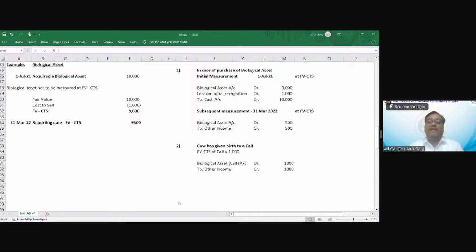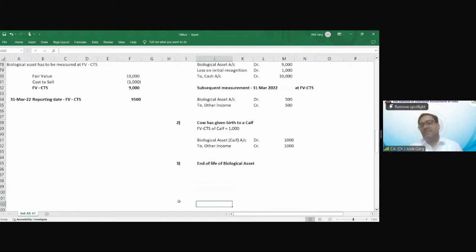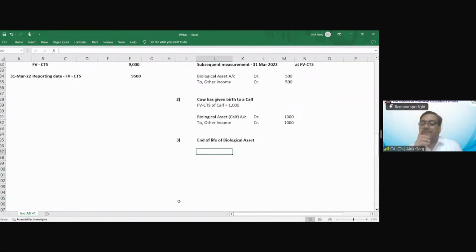Any challenge? Now, the end of the life of a biological asset. For example, this calf was not able to survive. What is the accounting entry? First of all, you need to credit this biological asset, calf, at the value at which it was carried. What will be the debit? Loss on derecognition.